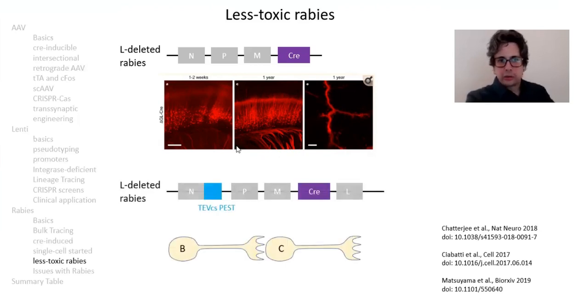Recently, another group has developed a rabies virus that, once it jumps, and even before that, starts being degraded by the proteasome, with a PEST sequence tagged to the N protein. And there's some debate as to whether this works as intended.